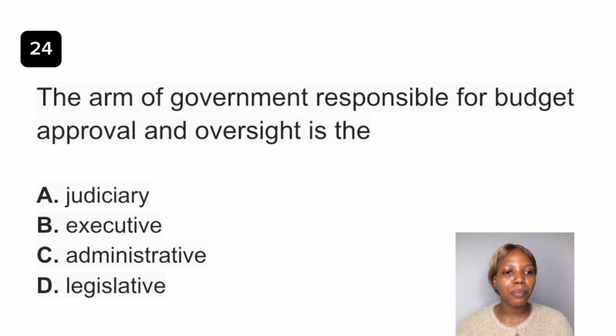Question 24. The arm of government responsible for budget approval and oversight is the dash. The answer to this question is legislative. Now, while the president proposes the annual budget, it is sent to the National Assembly for approval. Don't forget the National Assembly is also under the legislative branch. Okay, so after approval, the legislative has the responsibility to oversee its execution, and that's where oversight comes in. Okay, so they monitor how the government spends the money. So the answer to this question is option D, legislative.